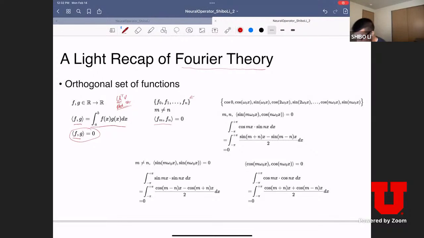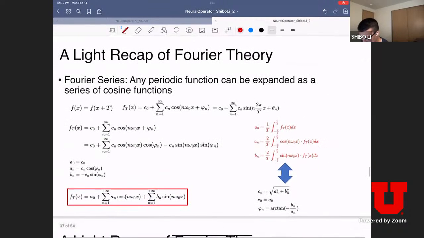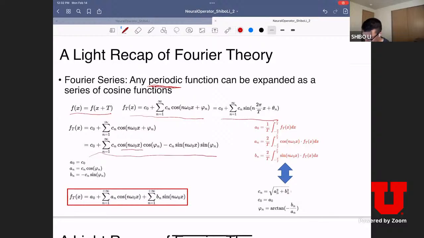This can be simply derived. So basically, the cosine and sine functions can be used as basis functions. The Fourier series states that any periodic function, and this is very important, only a periodic function, can be expanded as a series of cosine functions, and we can also expand it with sine functions.